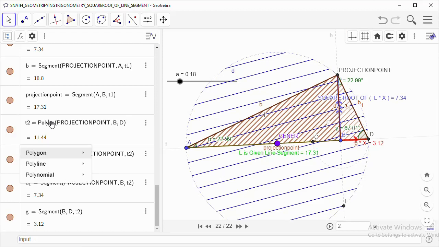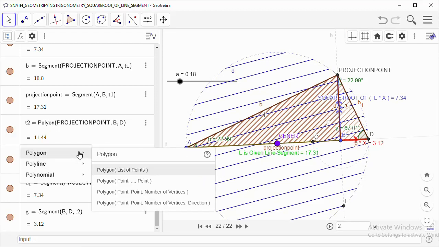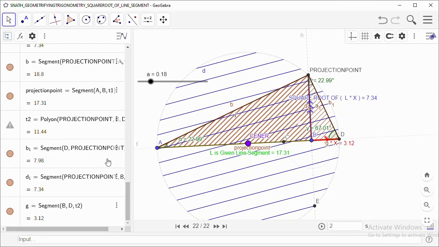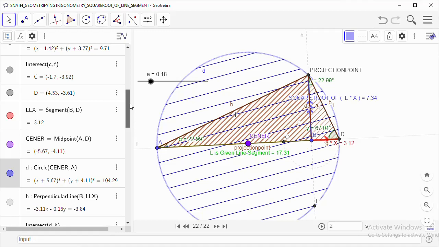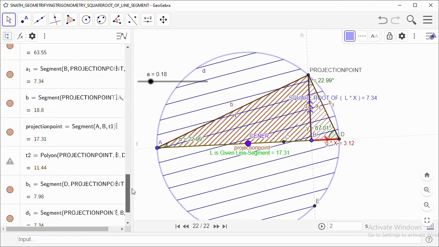If we remove these polygons from here, then we can see the nature of the conditions of these similar triangles. Let's see how we can show it better. Here the simple theory is this: L is the given line segment, the green colored line. If it is 1, then 1 into tan theta is this line, the triple arrowed one.